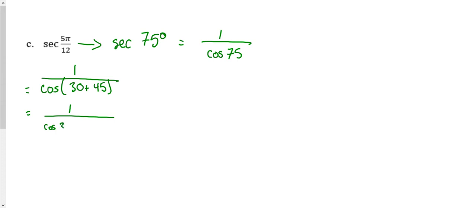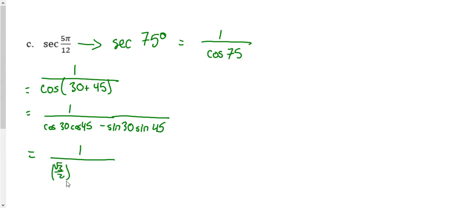This is the same thing as saying cos 30 cos 45 minus sine 30 sine 45. And of course this line is right on top of everything. Let's get the exact values of everything in our denominator. The numerator is still just that one there. Denominator now: root 3 over 2, root 2 over 2, minus 1 half and root 2 over 2. And there we go.